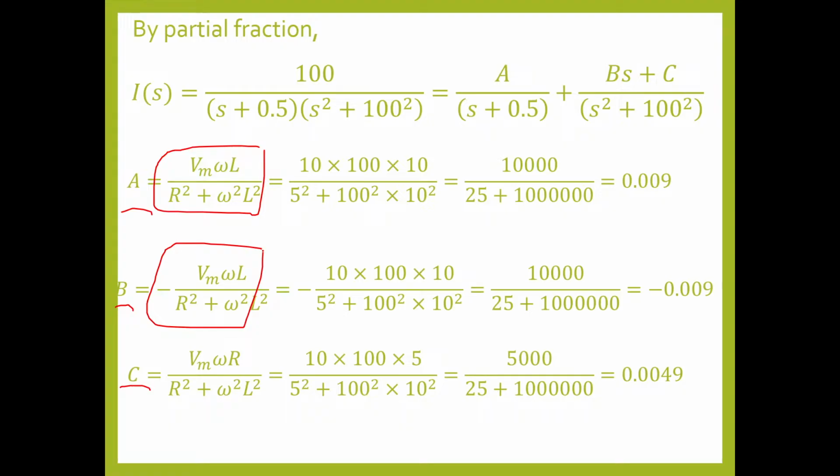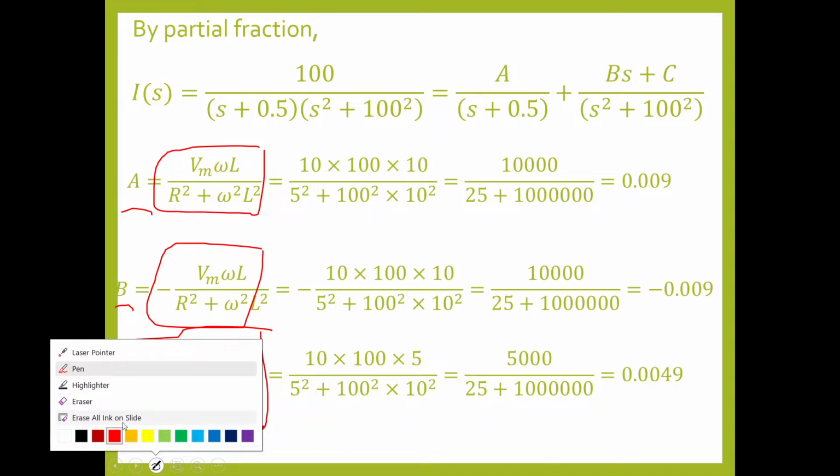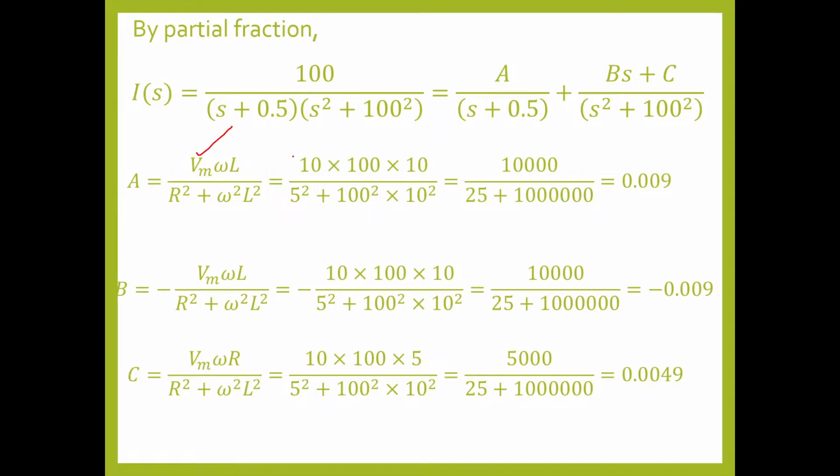Formula for A, B and C, and I have substituted all the values that are available. I know the Vm value, Vm is 10, omega is 100, and the L value is 10 Henry, and the R value is 5. So 5 plus omega is 100, L is 10. Substitute, simplify it, you will get the A value. Similarly B, same expression, only minus is there. So you will get minus of the A value. No need to write this expression, or simply write A is equal to minus B or B is equal to minus A and write the expression.